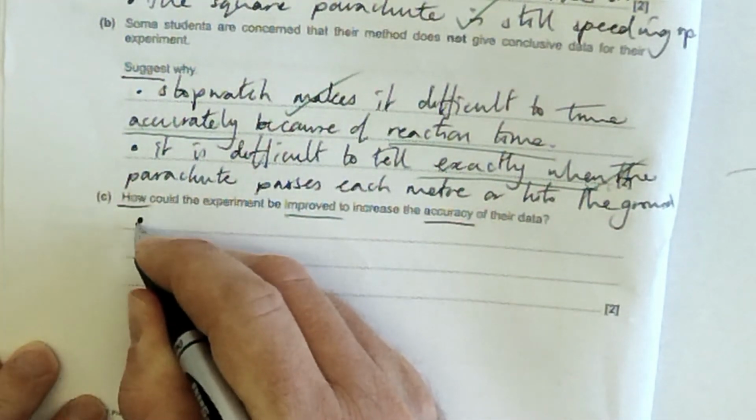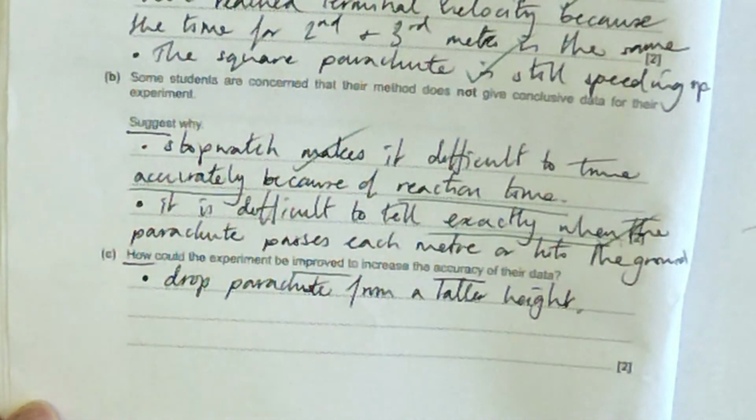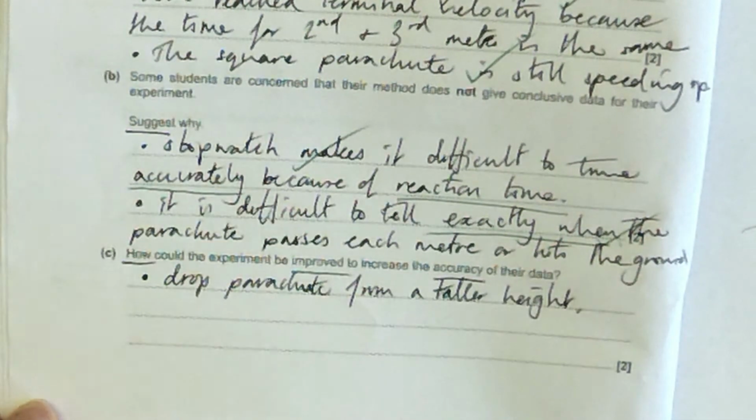So you could drop it from a taller height. It would be easier to spot heights if they're taller. It decreases your percentage uncertainty if you increase the size of the things you're trying to measure.